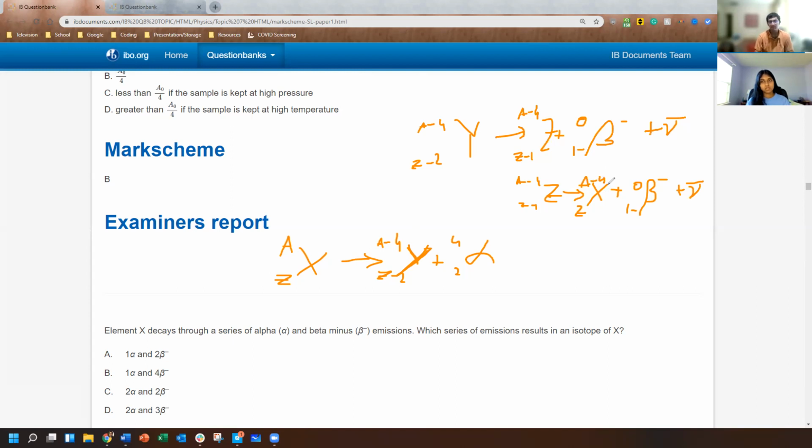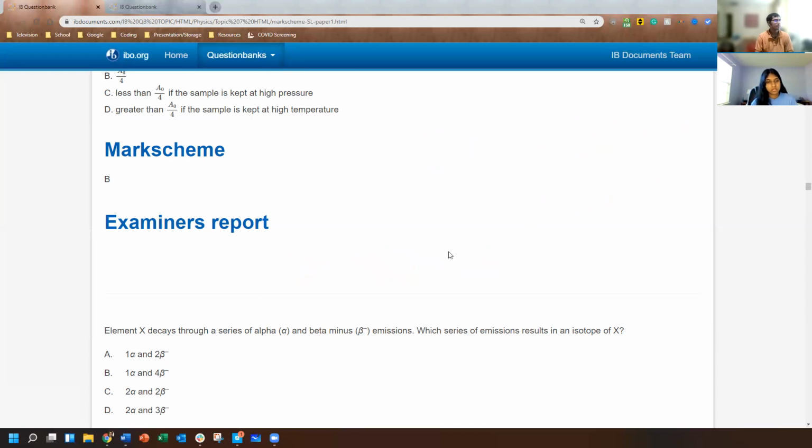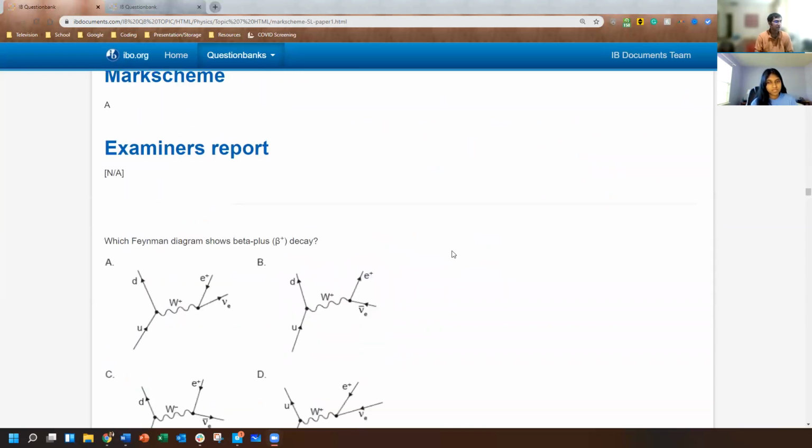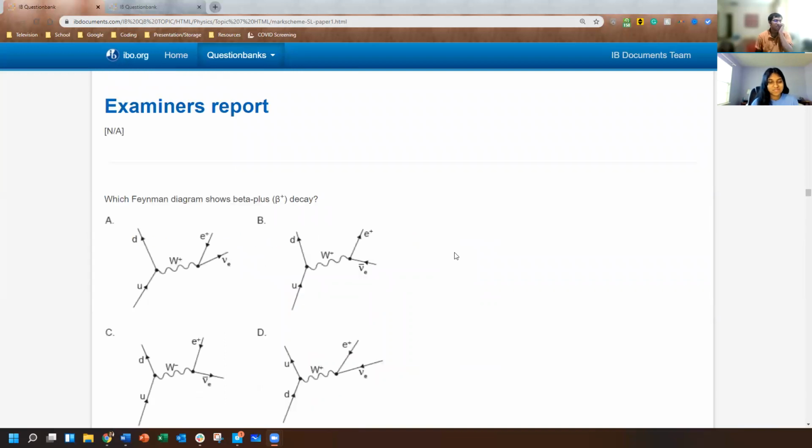So that's an isotope because it's A minus 4, so 4 fewer neutrons. Okay, good. Yep. Okay, this is what I need practice with.